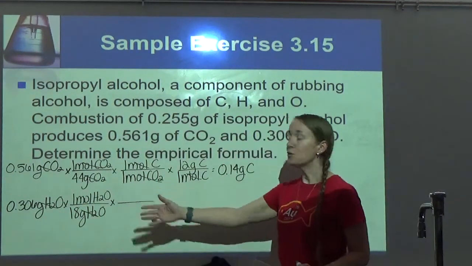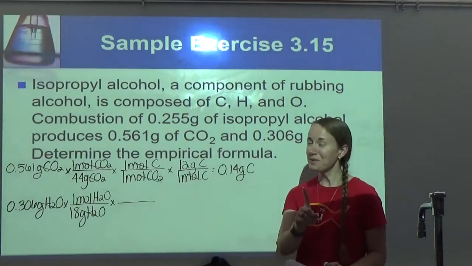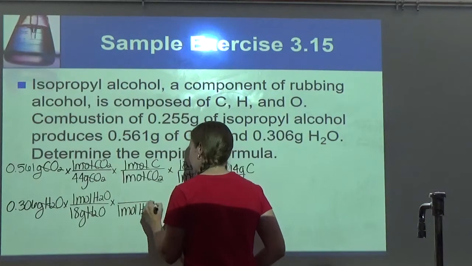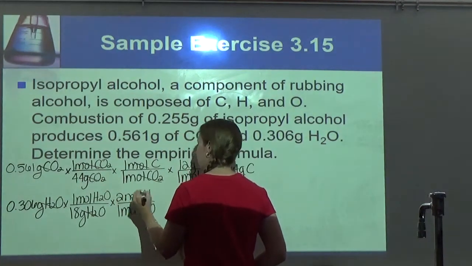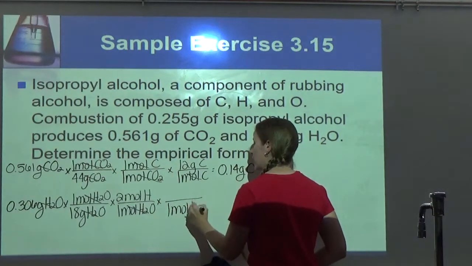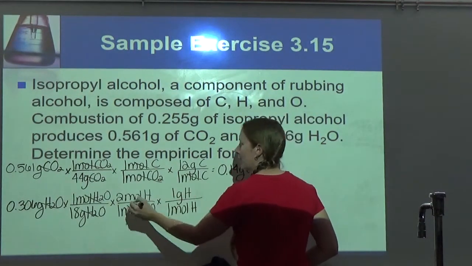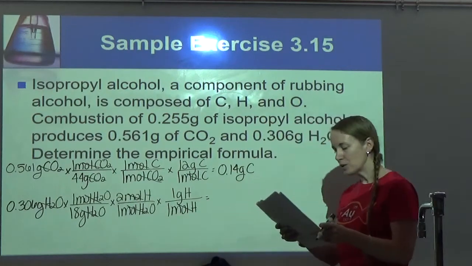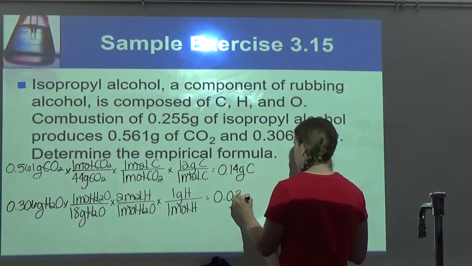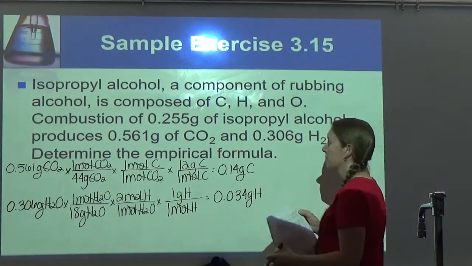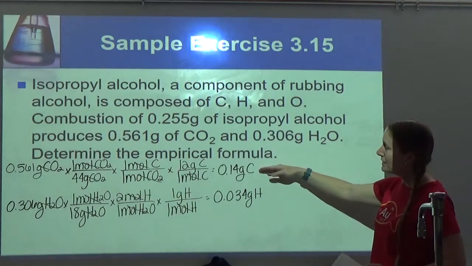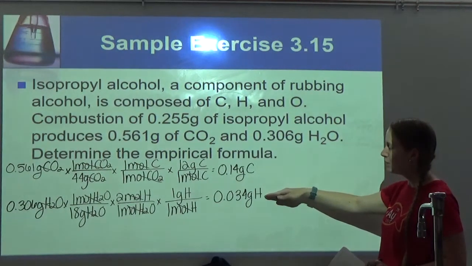Next step is I need to pull out just the hydrogen. Let me pull out the right element this time. So 1 mole of water is 2 moles of hydrogen. And then the last step, of course, is to get to the mass. So 1 mole of hydrogen is 1 gram. That's just the molar mass. Once I multiply and divide for hydrogen, I end up getting 0.034 grams of hydrogen. So what that means is 0.14 grams of my sample is carbon, 0.034 grams is hydrogen.